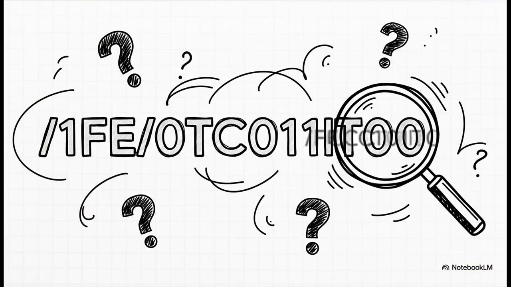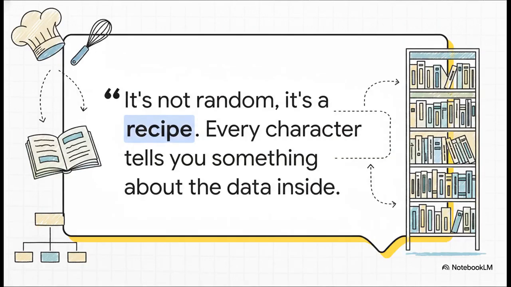You're browsing the system and you see this. At first glance, it just looks like a cat walked across the keyboard, right? A totally random mess of characters. But I'm here to tell you it's anything but random. Exactly. It's not random, it's a recipe.